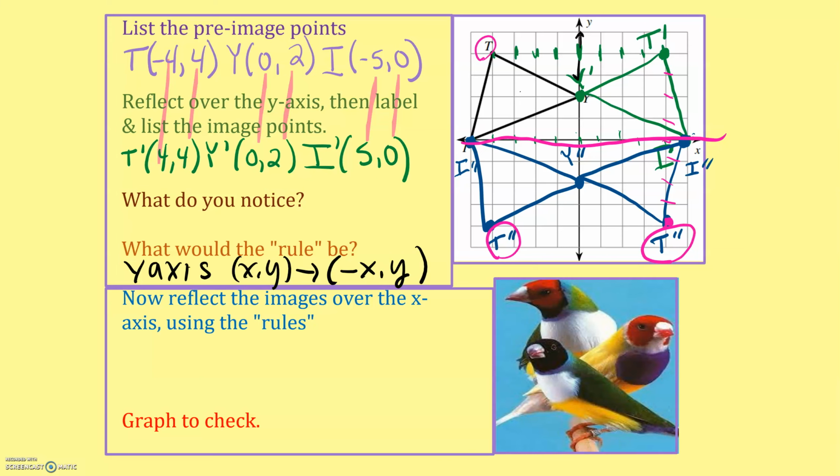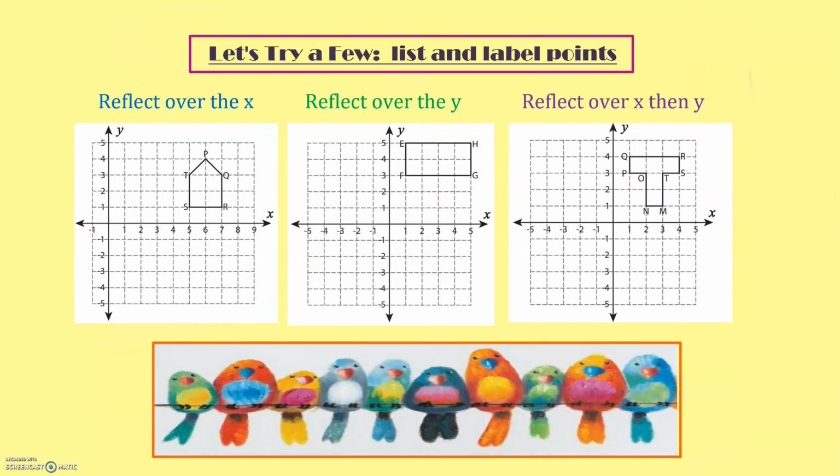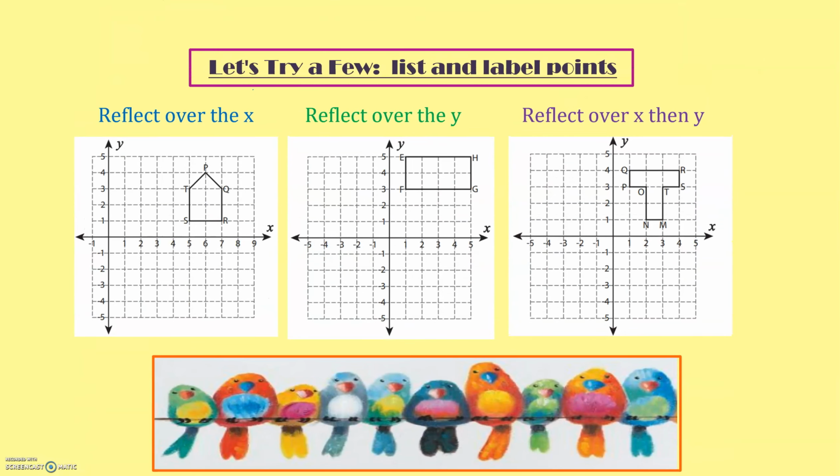Now that you understand what we're doing, or at least have experimented with it, we're going to move on by having you try a few. Again, I want you to list the rules. Go back and look at your notes if you need to, or pause the video and go back and listen to the rules again. I also want you to label the points, so you're going to list and label all of the points of these. When you are done trying those, unpause the video and check to see if they're right.